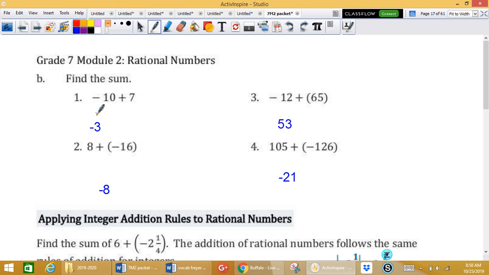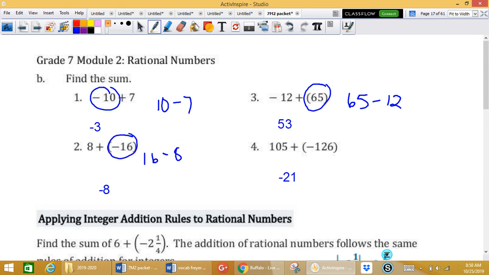Find the sum. So 10 minus 7 is 3, and it's going to be negative 3. 65 minus 12 is 53, and it's going to be positive. 16 minus 8 is 8, and it's going to be negative because that's negative. 126 minus 105 is going to be 21, negative 21, because that's negative.